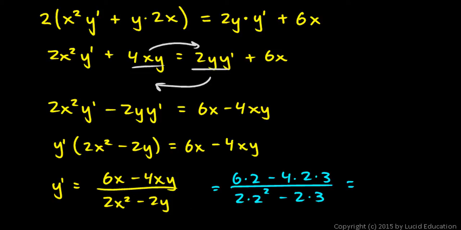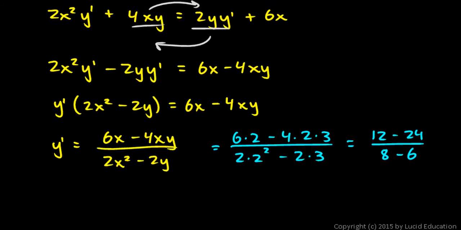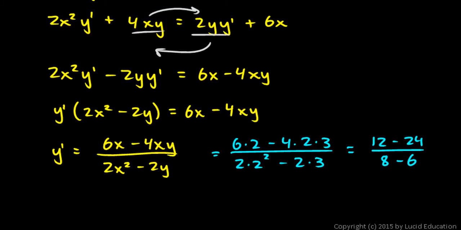So this is going to be 12 minus 24 over 8 minus 6. And that will be 12 minus 24 is negative 12. 8 minus 6 is 2, so negative 12 over 2 is negative 6.